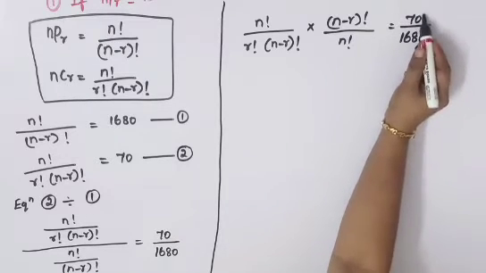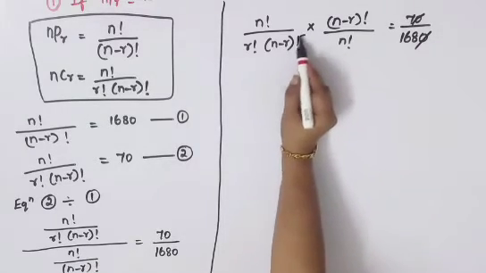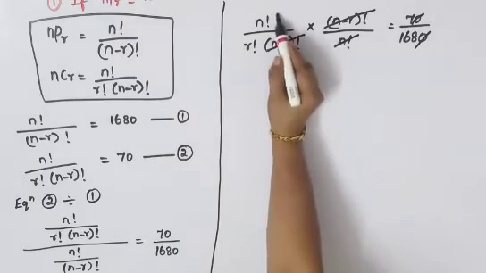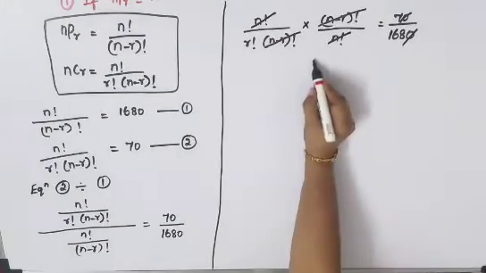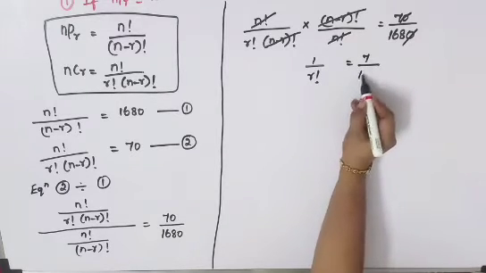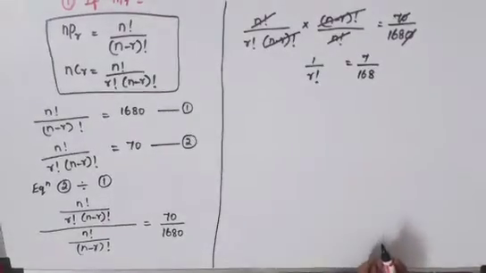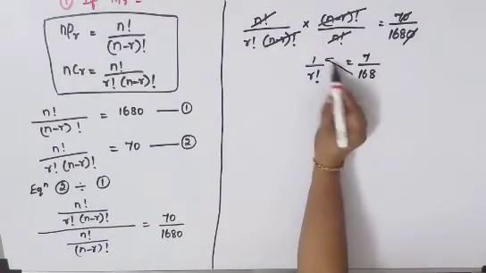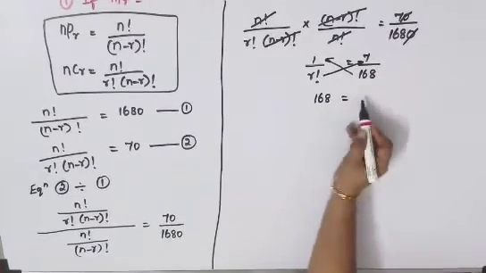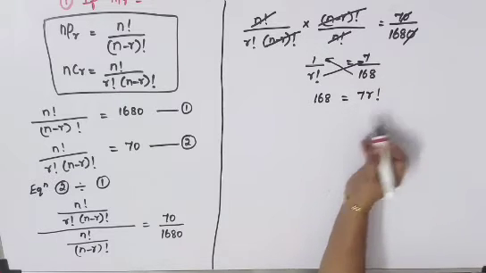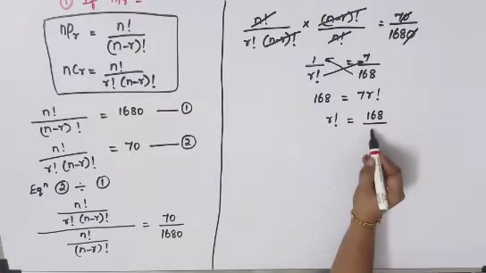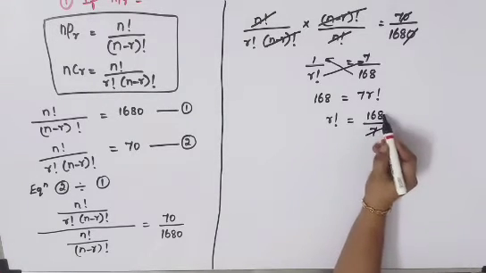This is equal to 70 divided by 1680. You can cancel this 0 and this 0. Now (n minus r) factorial and (n minus r) factorial will go, and n factorial and n factorial you can cancel. So what is left is 1 by r factorial, which is equal to 7 divided by 168. Now just cross multiply: 168 is equal to 7 r factorial. Therefore, r factorial is equal to 168 divided by 7.